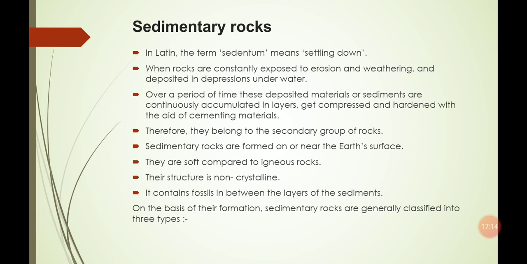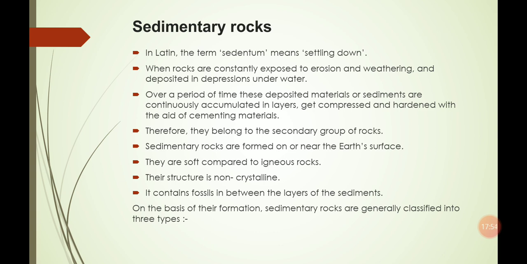So let us see the features of the sedimentary rock. Because of this, they belong to the secondary group of rocks. We have read that igneous rocks are known as the primary group of rocks, but sedimentary rocks are known as the secondary group of rocks because they form from somewhere else. Sedimentary rocks are formed on or near the earth's surface. First, they are on or just below the surface of the earth.